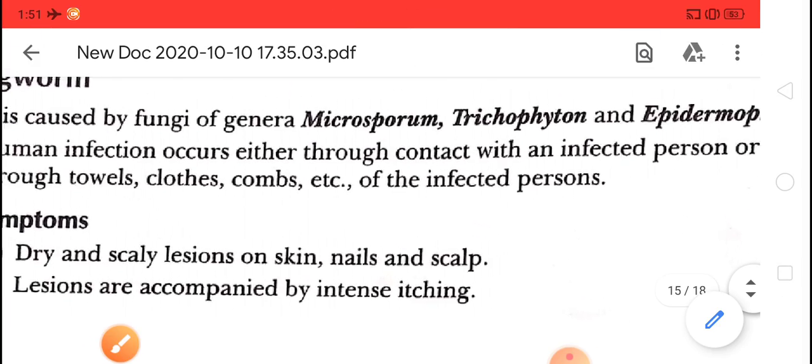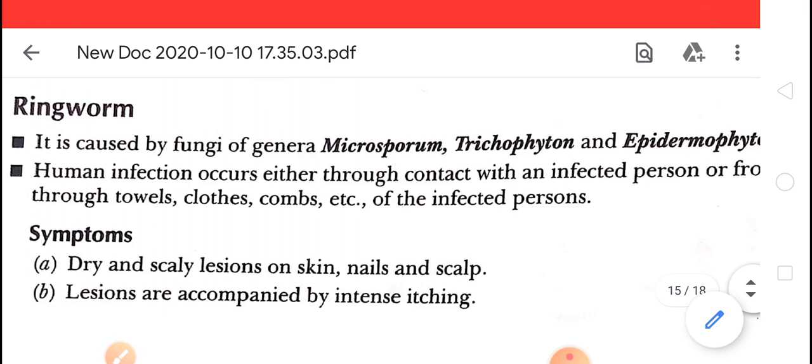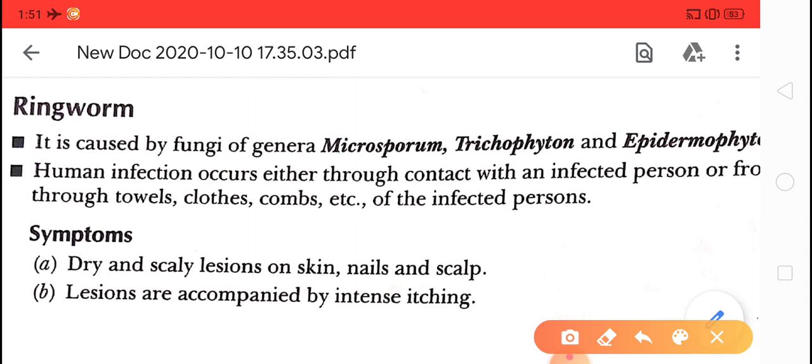Okay, the three fungi basically responsible for ringworm are Microsporum, Trichophyton and Epidermophyton. When these fungi infect the human, they show the following symptoms: the skin, nails and scalp become dry and scaly, and intense itching is coming on the various parts of the body.